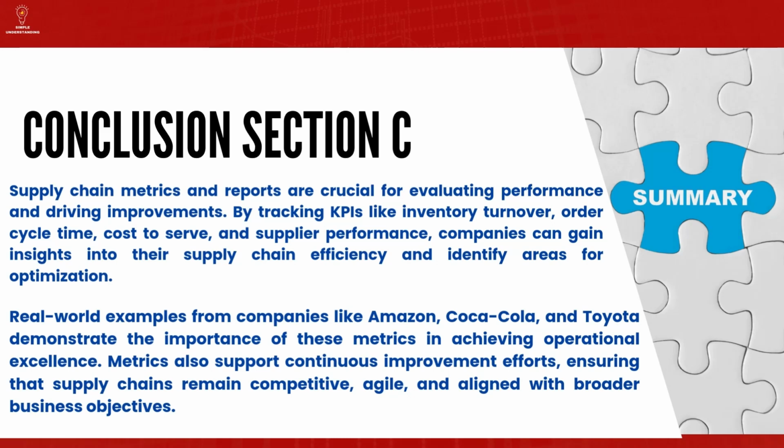Supply chain metrics and reports are crucial for evaluating performance and driving improvements. By tracking KPIs like inventory turnover, order cycle time, cost to serve, and supplier performance, companies can gain insights into their supply chain efficiency and identify areas for optimization. Real-world examples from companies like Amazon, Coca-Cola, and Toyota demonstrate the importance of these metrics in achieving operational excellence. Metrics also support continuous improvement efforts, ensuring that supply chains remain competitive, agile, and aligned with broader business objectives.